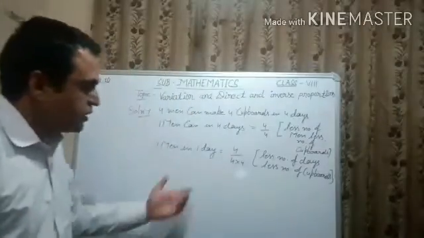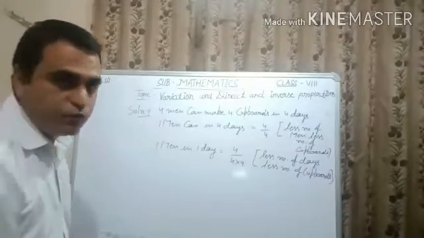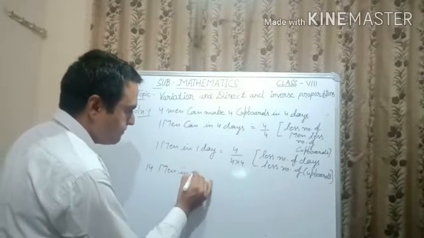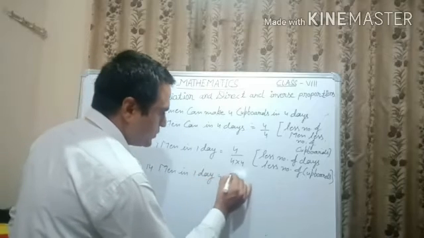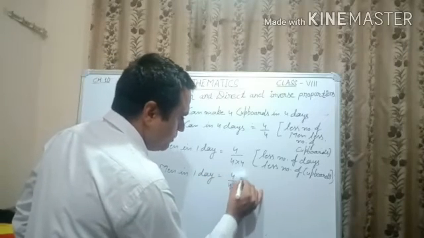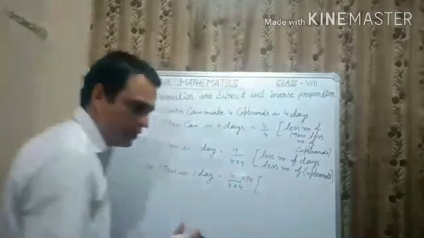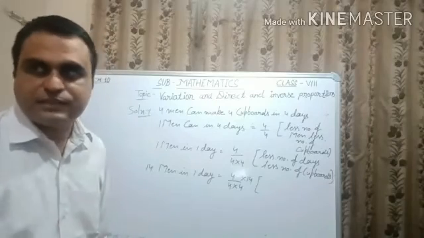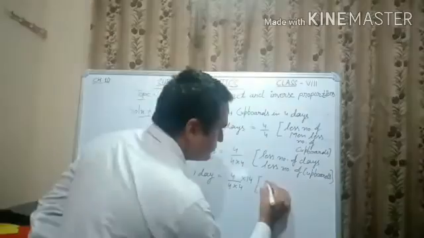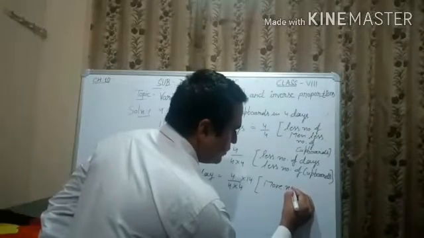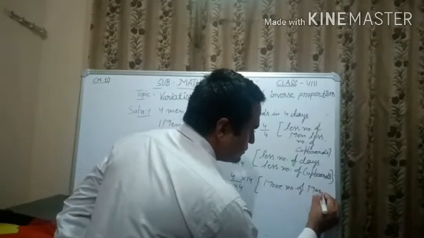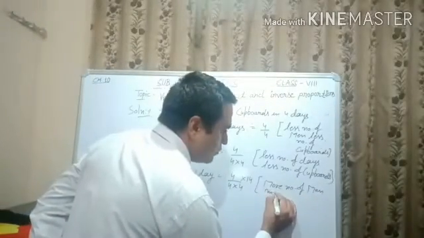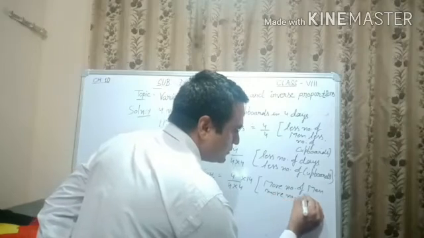Okay, now we have 14 men. Now 14 men in one day equal 4 upon 4 into 4 multiplied by 14. If we take more men, then the work is obviously completed in fewer days. More number of men, it means more number of cupboards.